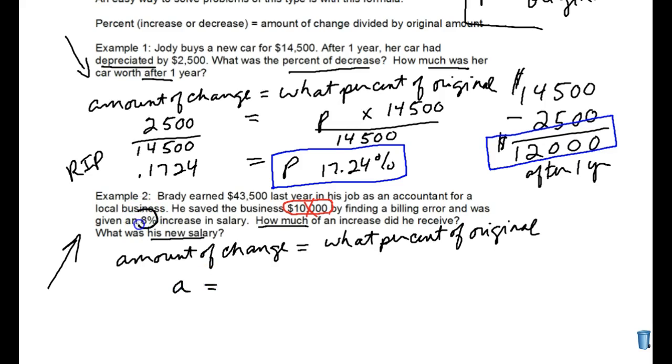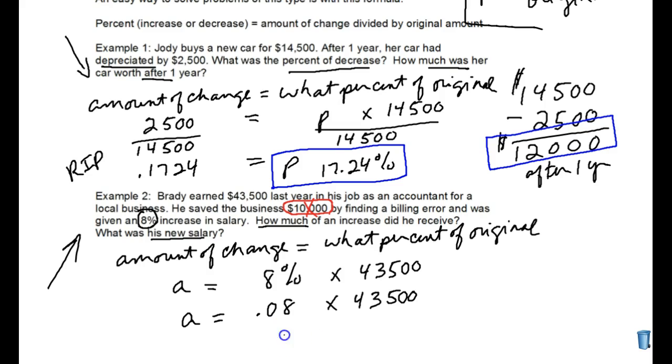His increase was 8%. And the original amount was $43,500. So we're finding the amount left out of percent. When I take 0.08 times 43,500, I get $3,480. That was the answer to the first question. That was the amount of increase.